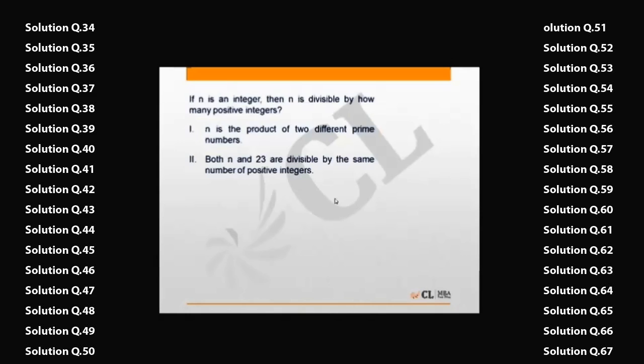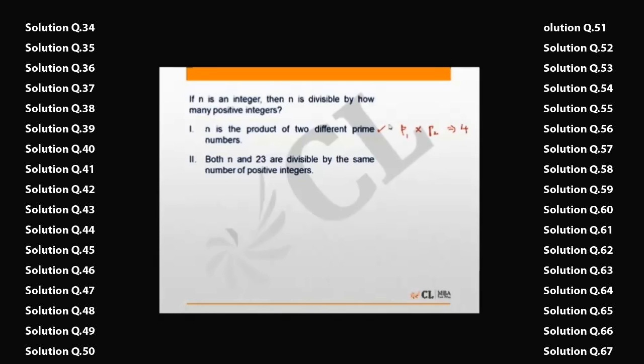If n is an integer, then n is divisible by how many positive integers? So let's look at the first statement. The first statement is n is a product of two different prime numbers. So obviously, if it's a product of two different prime numbers p1 and p2, the number of factors it will have will be equal to 4. Hence, this statement alone can give you the answer.